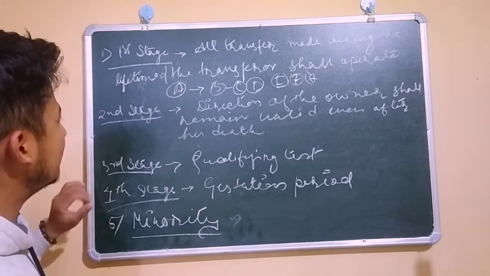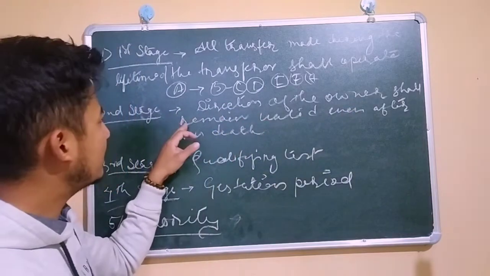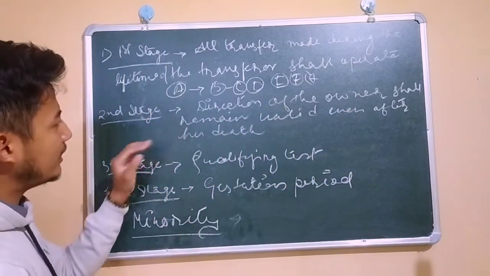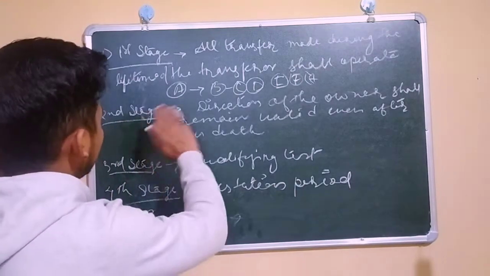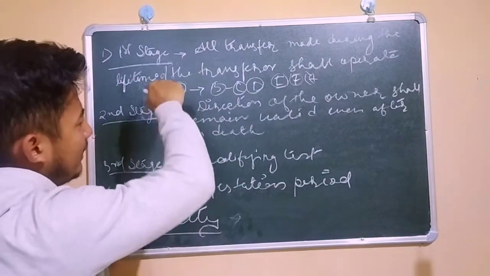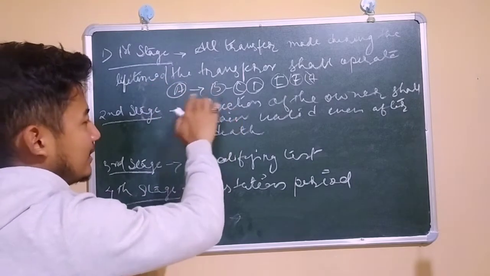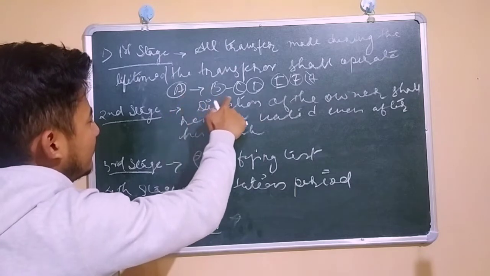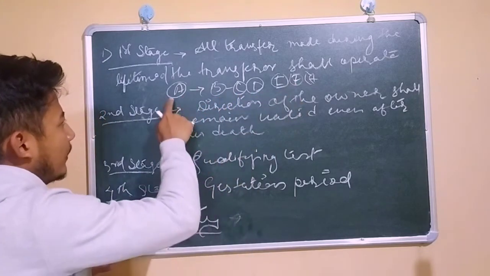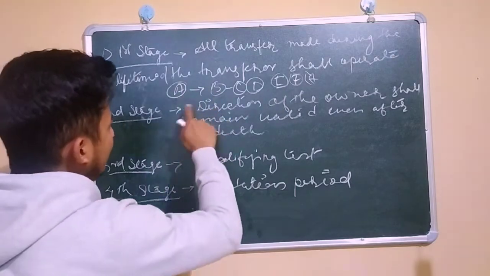And the second stage talks about how the direction of the owner shall remain valid even after his death. What it means is this: let's say A is the owner, and A transferred the property to B for a life interest. The life interest is created by A, and after B's death the property goes to C, D, like this.